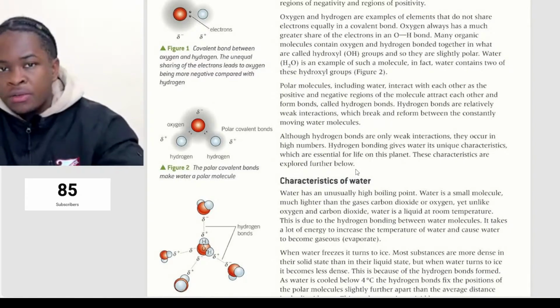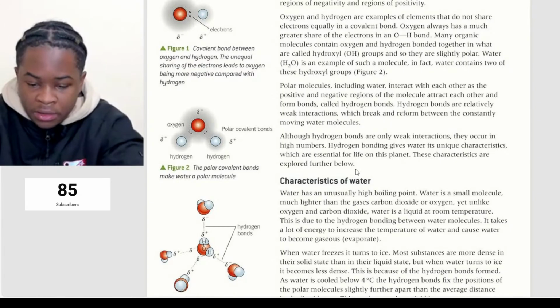Alright, right now we're going to see the characteristics of water. But one second before that.